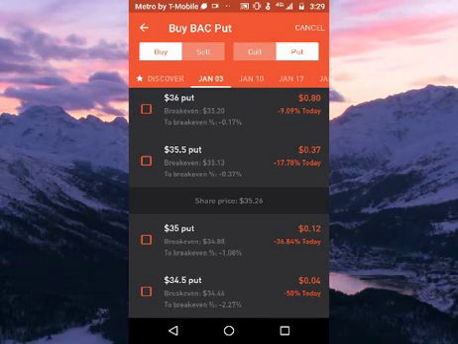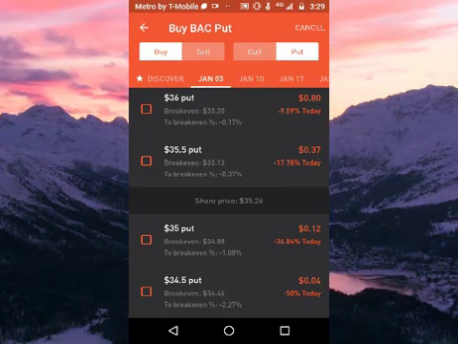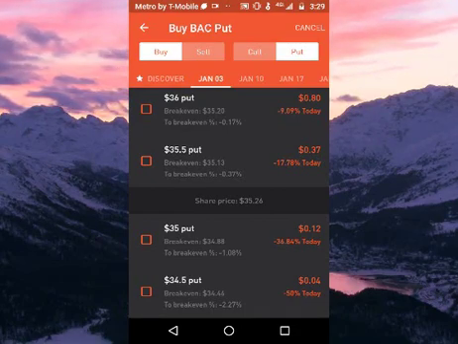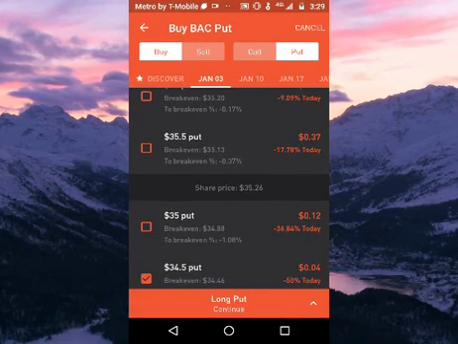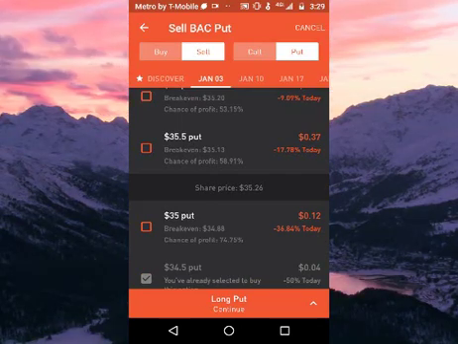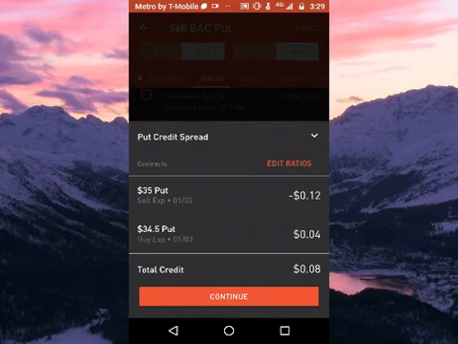Since I believe Bank of America is going to continue to go up by the end of this week, I am going to buy the protection first, which is going to be the lower strike price, the $34.50. I'm going to buy that, and I'm going to sell the higher strike price, which is going to be the $35 put. I'm going to click on that. That is going to show me the put credit spread price. Now I'm going to continue.